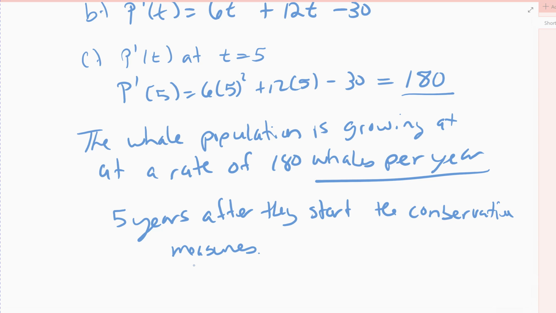Alright, we'll stop there, and then we'll pick up more derivative techniques in the next section.